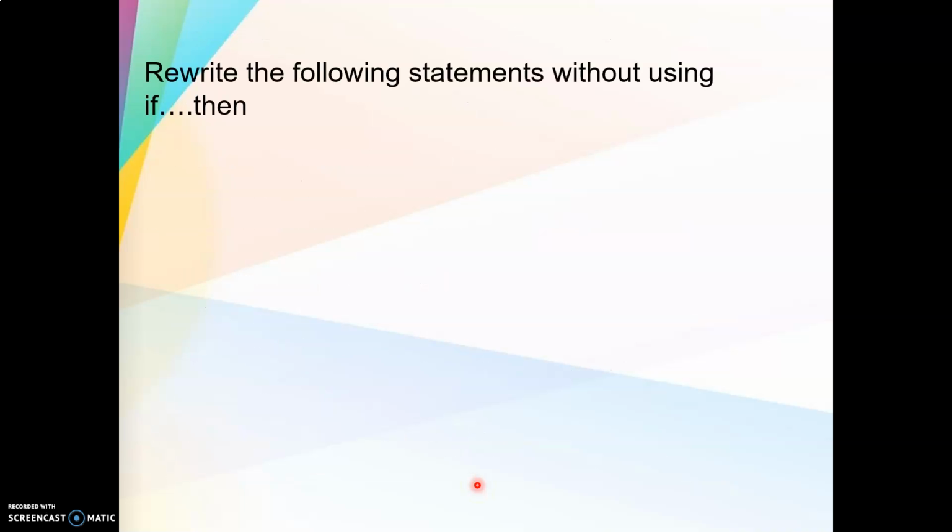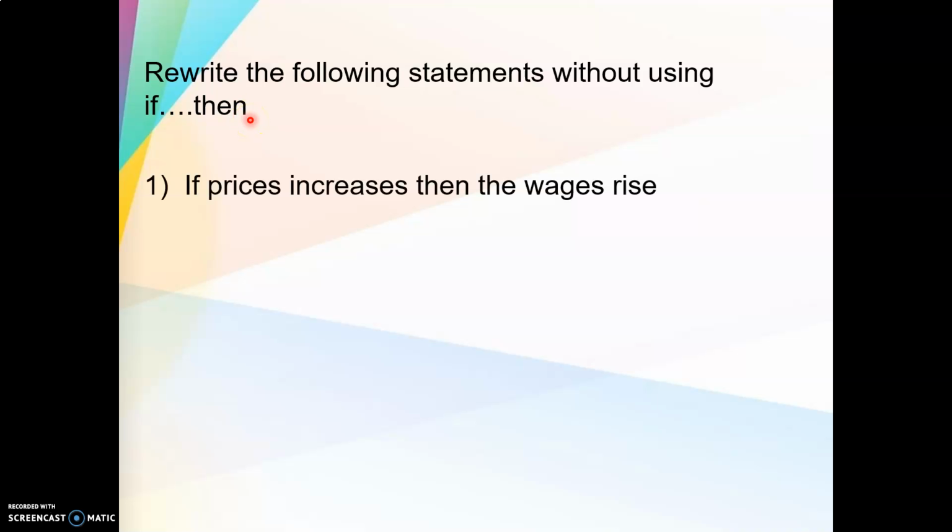Now, rewrite the following statements without using if then. That means you have to rewrite the given sentence, which is an implication statement. The if-then words will be there in that, so you have to remove these two and rewrite the sentence. The question is, if price increases, then the wages rise. So it is an implication, the if then is there. So you have to rewrite the sentence without this if and then.